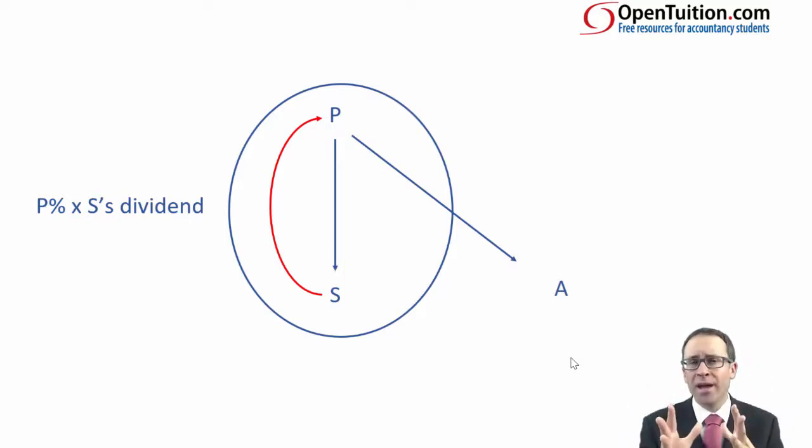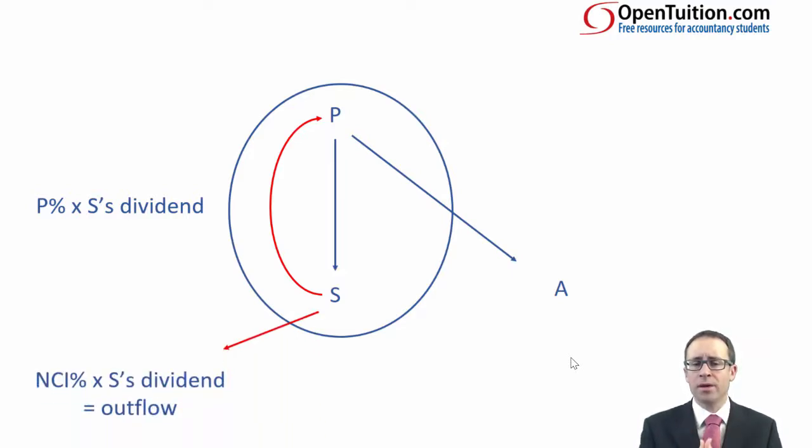But within the group accounts, P's share of S's dividend does not exist. However, if S is not a wholly owned subsidiary, then the non-controlling interest will get their share of that dividend. So if that's the case, there is a cash flow between the group and those outside of the group. So here, there will be an outflow based upon the non-controlling interest share of S's dividend.